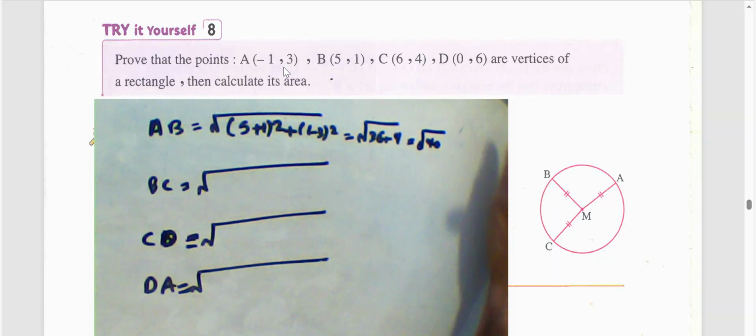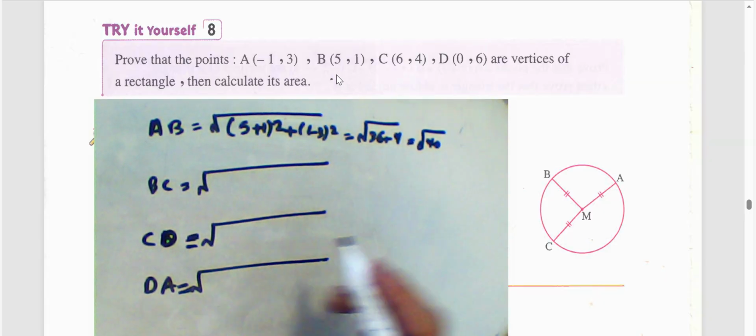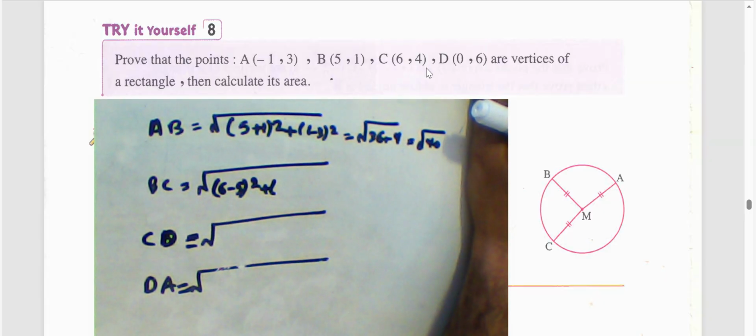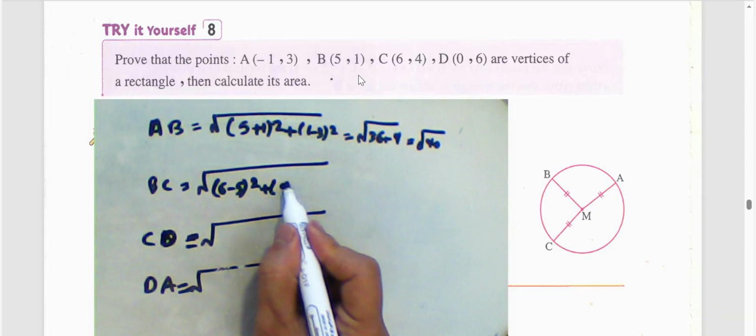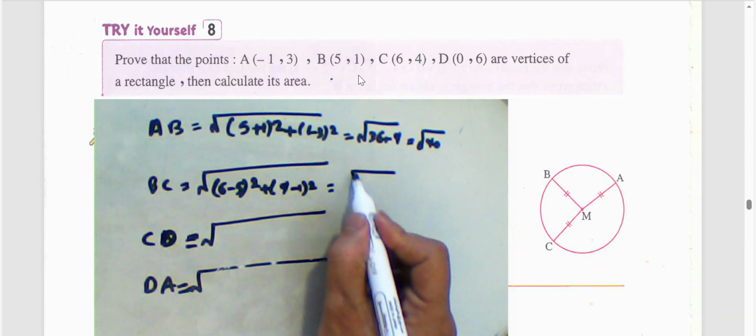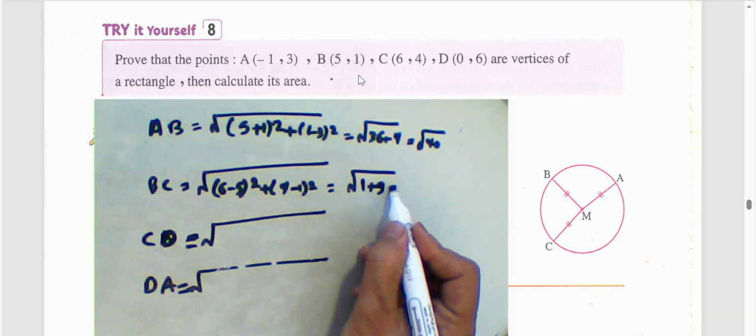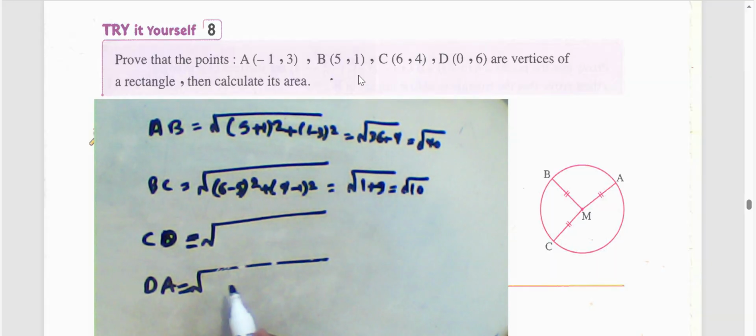And what about BC? B and C, 6 minus 5 all power 2, and 4 minus 1 all power 2. 6 minus 5, 1. 1 power 2 is 1. 4 minus 1, 3. 3 power 2 is 9. The result will be square root of 10.